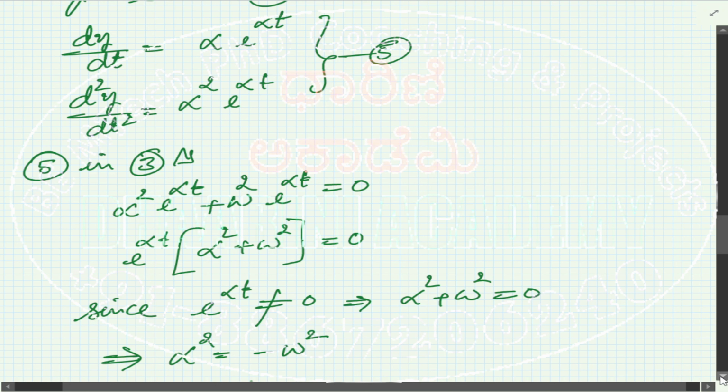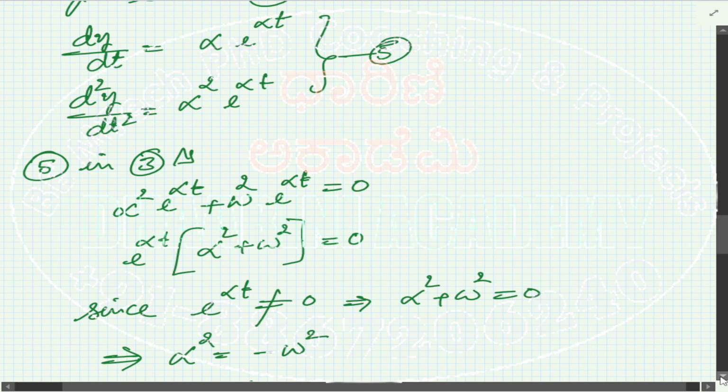Okay, now take e to the power alpha t as a common factor. So when that happens, you are left with alpha square plus omega square, this whole thing becoming equal to 0. But we know that e to the power alpha t is not 0 in this case, which means that alpha square plus omega square is 0, or alpha square is equal to minus omega square.